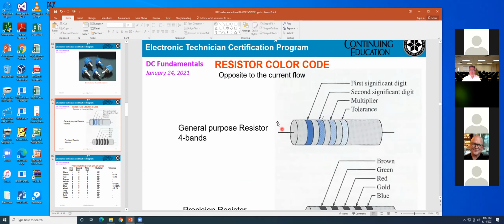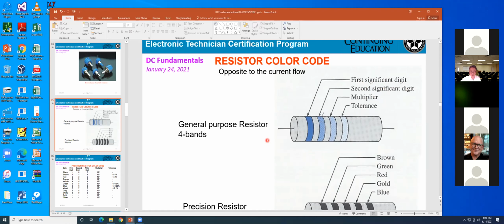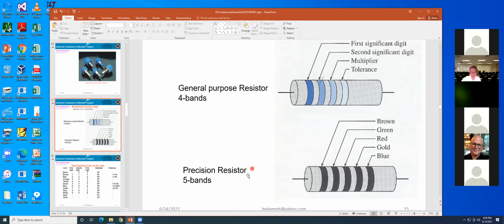Okay, now we're talking about resistor color. So basically on the resistor, you get the color code here. That's what they call a general purpose resistor. They get one, two, three, four bands. The first one they call the first significant digit. The second one will be the second digit. The third one will be the multiplier. And the last one, tolerance. Okay, four bands.